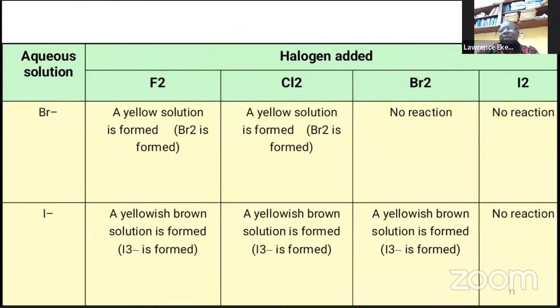Okay. The same thing for bromine. The bromide ion cannot react with the bromine. It cannot react with the iodine. No reaction. Okay. But the bromide ion can react with the fluorine, can react with the chlorine to give you yellow solutions. But the iodide can react with fluorine, bromine, and chlorine to give you a yellowish brown solution, as you can see from the table. But the iodide ion cannot react with the iodine. Okay, so you should be able to capture the table and understand it.